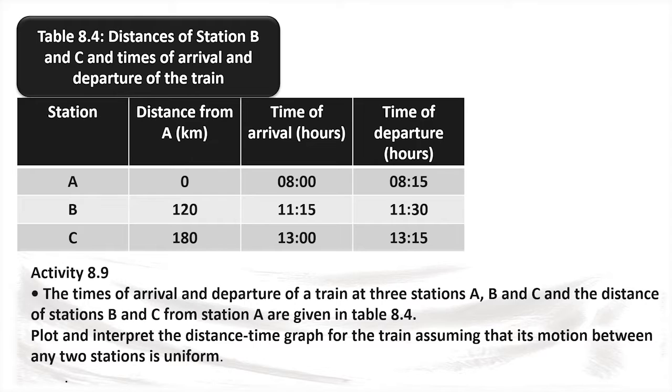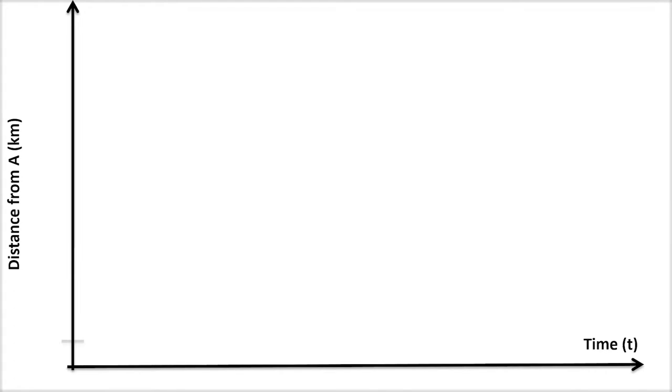Distance covered from B to C is 180 minus 120 equal to 60 kilometers. Time is 13 minus 11:30 equal to 1.5 hours. Average speed is 60 by 1.5 equal to 40 km per hour. Speed is the same between A to B and B to C.